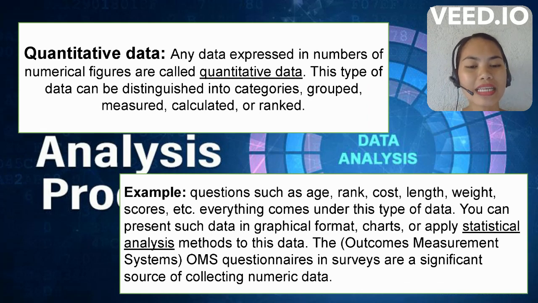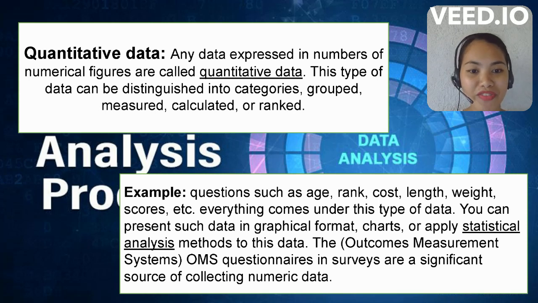Quantitative data. For quantitative data, any data expressed in numbers or numerical figures is called quantitative data. This type of data can be distinguished into categories, grouped, measured, calculated, or ranked. I have also an example here. Questions such as age, rank, cost, length, weight, scores, etc. Everything comes under this type of data. You can present such data in graphical format, charts, or apply statistical analysis methods to this data. The outcomes measurement systems or OMS questionnaires in surveys are a significant source of collecting numeric data.